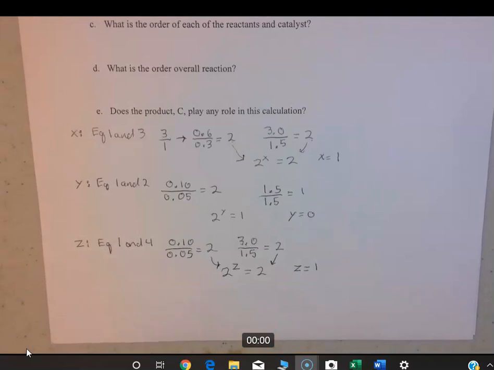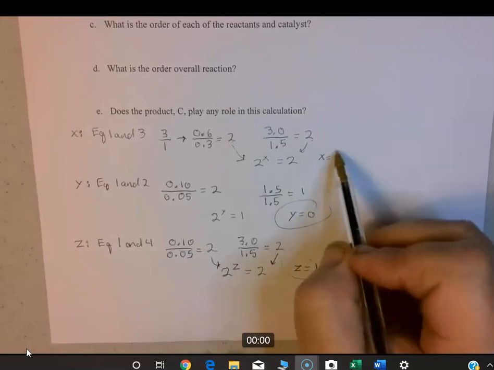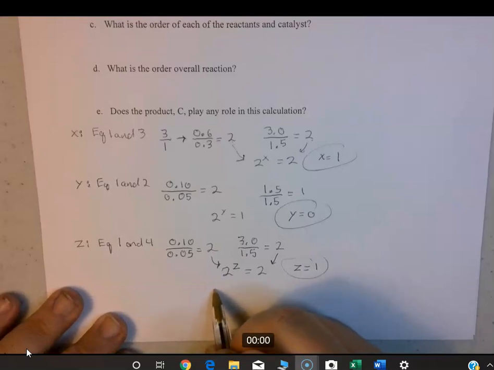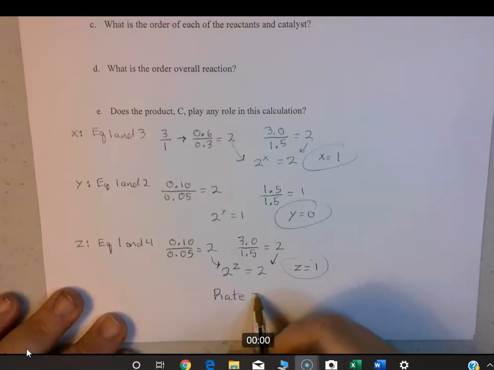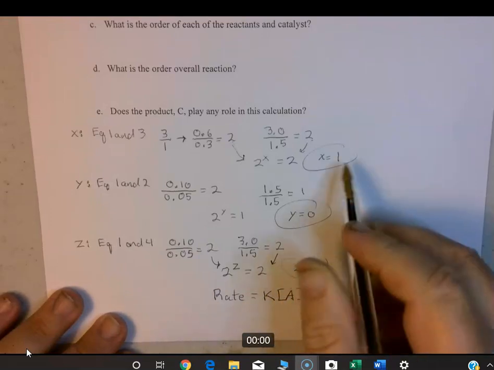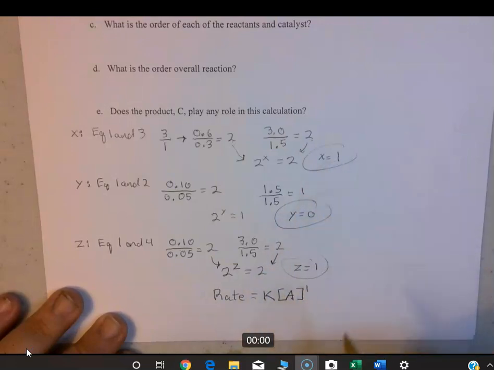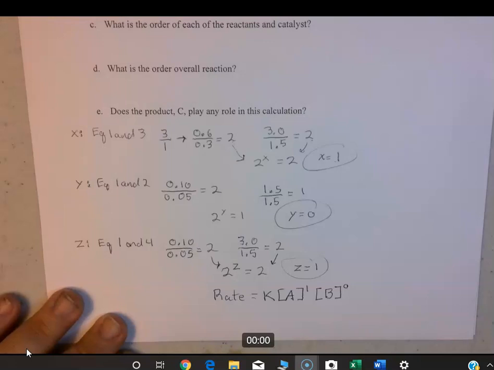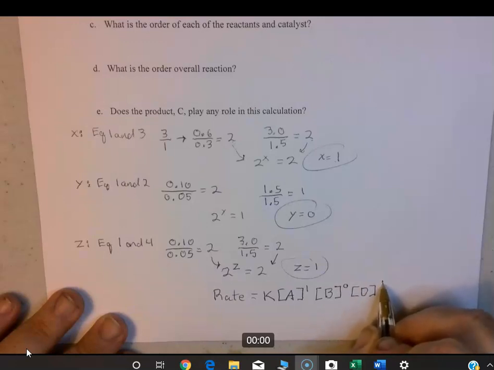Okay? So what we have now is our exponents are these 3. So I'm going to write part of the equation down here. We're not done with it yet. Rate equals K times the concentration of A to the first power, that's what X is. You don't have to write the 1, times the concentration of B to the 0 power. And anything to the 0 power is equal to 1. We'll deal with that in a second. Times the concentration of D to the first power.